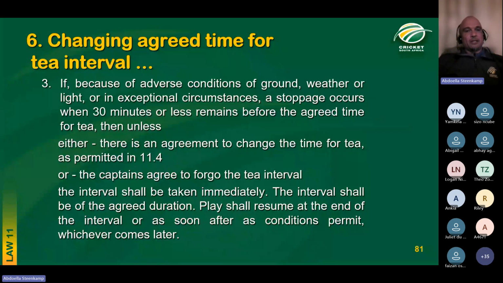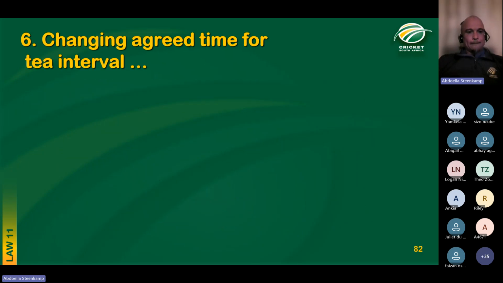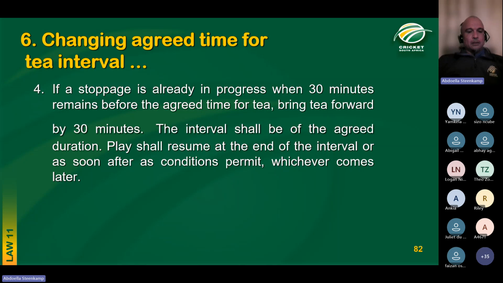So, example: our tea time is at 3 o'clock. At 14:40, it starts to rain. What happens next? You'll take tea. Tea will then be from 14:40. First ball needs to be bowled at 1500 hours. Again, flexibility that the lawmakers brought in when it comes to the tea interval. So if a stoppage is already in progress when 30 minutes remains before the agreed time for tea, bring your tea forward.